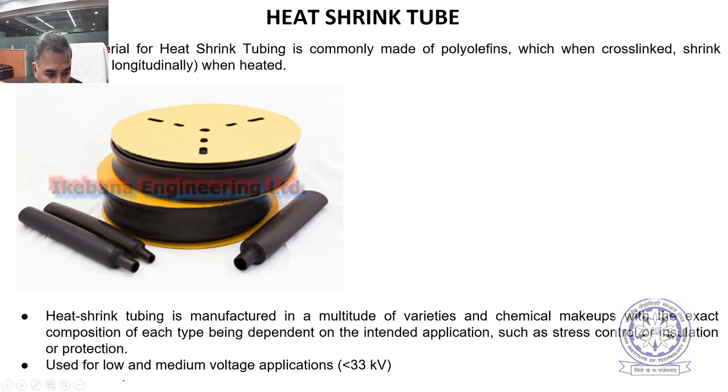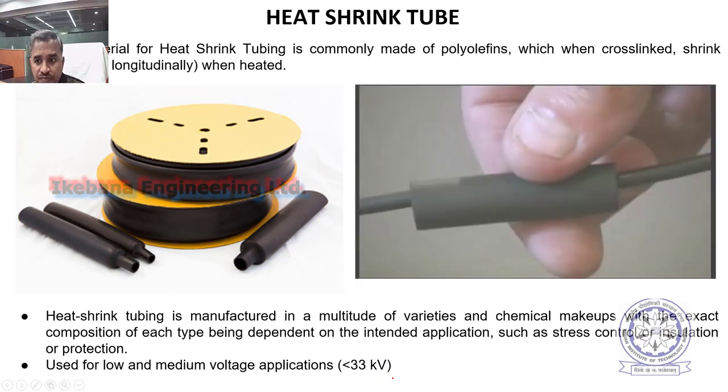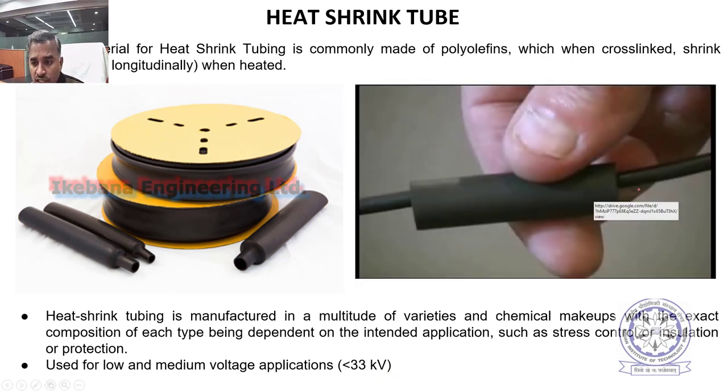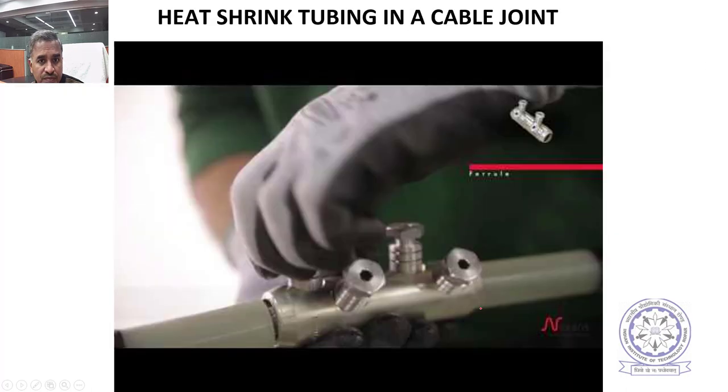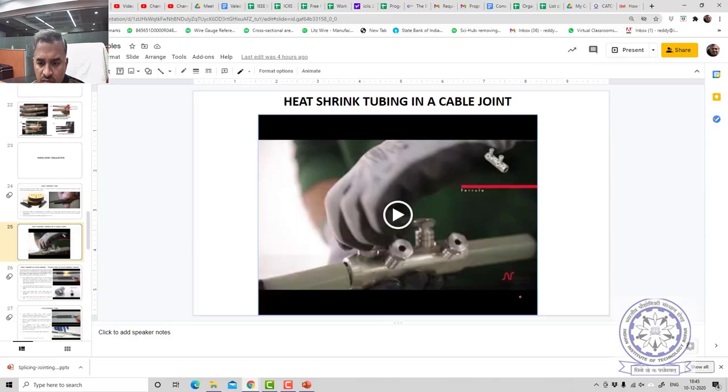It is used for low and medium voltage applications less than 33 kilovolts. So this is one heat shrink tube, here it is shown. And heat shrink tubing in a cable joint, let us watch this video.